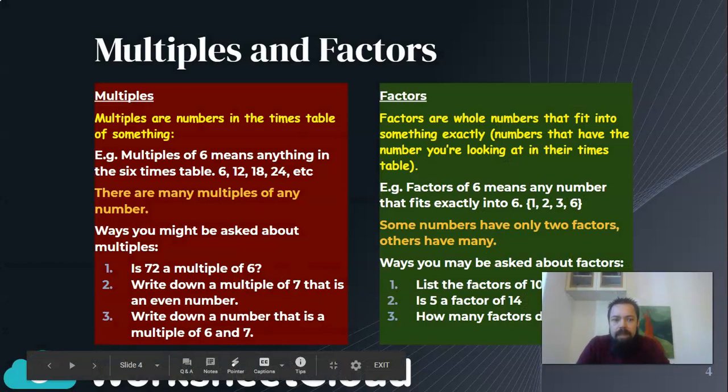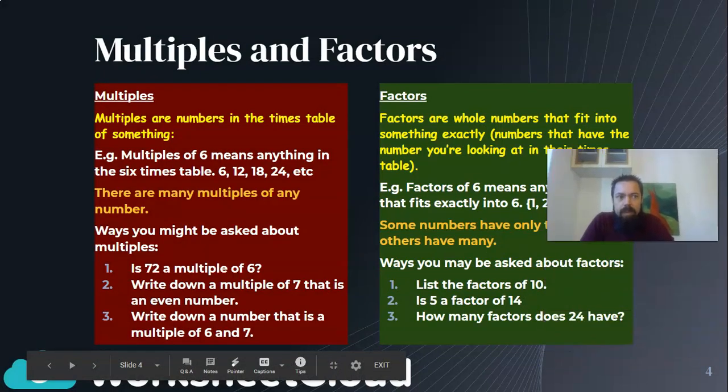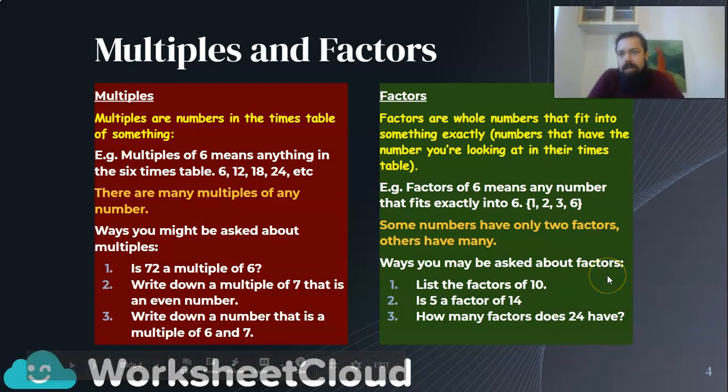Okay, multiples and factors. On the left, all about multiples. On the right, all about factors. So multiples. Multiples are numbers in the times table of something. So if I was looking for multiples of 6, that just means anything in the 6 times table. So 6, 12, 18, 24, 30, 36, 42, 48, 54, 60, 66, 72, 600, anything that's in the 6 times table is a multiple of 6.